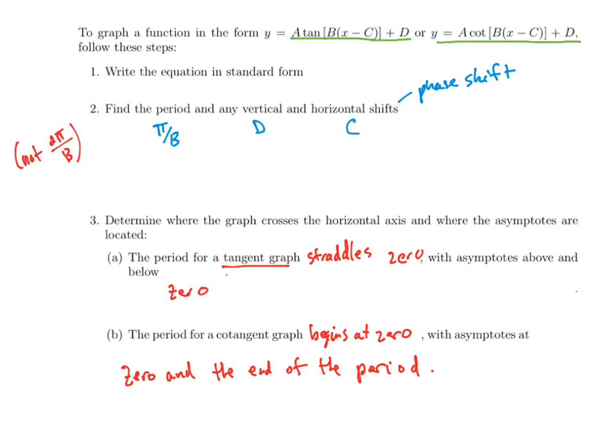One last thing to mention that we want to always remember is that tangent is an increasing function, cotangent is decreasing. All right, so let's look at an example of each of these to come up with the graphs.